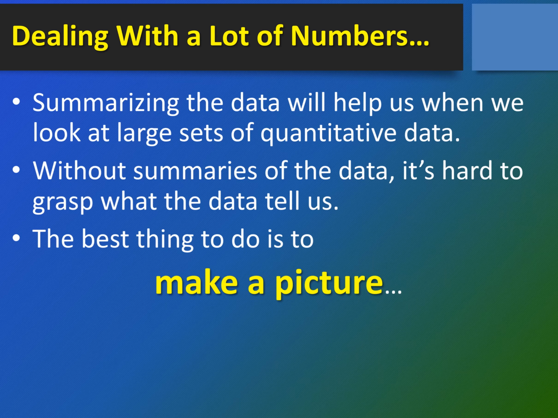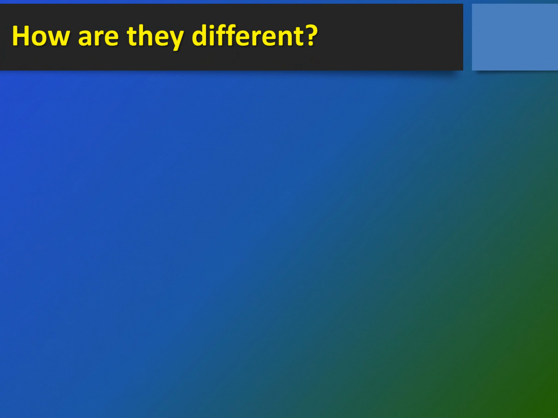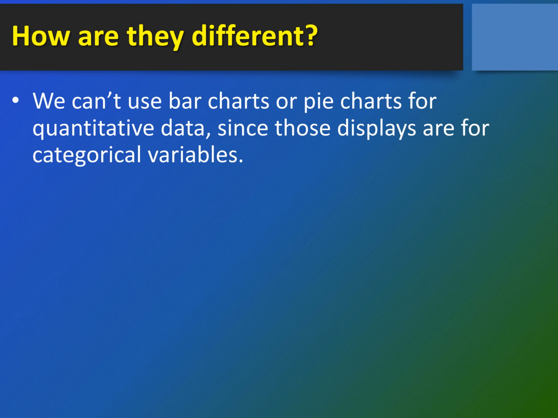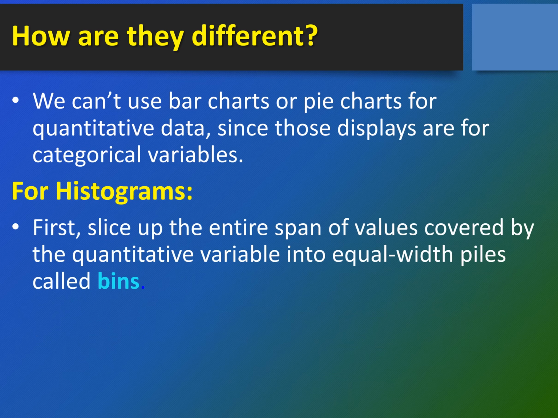The pictures here are a little bit different than what we had in the categorical data. How are they different? Well, bar charts and pie charts are all about breaking things up by category. But we don't have multiple categories when we're talking about quantitative data. We're usually talking about one concept: height, weight, time, whatever it is we're examining. So when we have histograms, the first thing we do is take a look at our entire span of values, from the very smallest to the very largest.